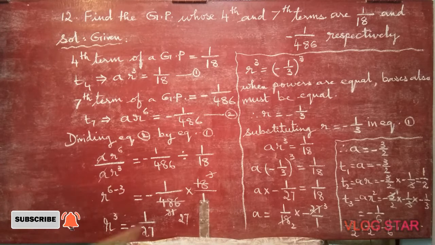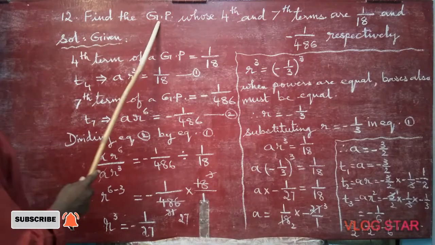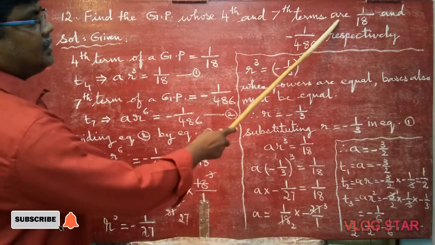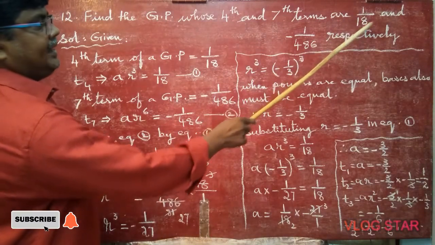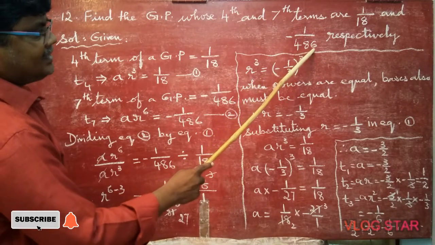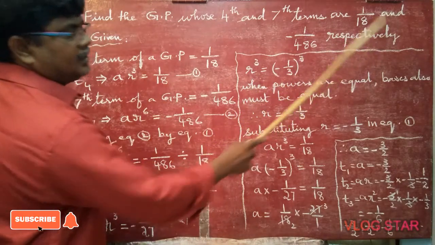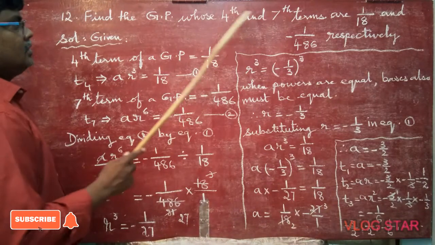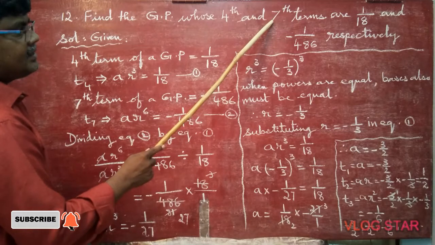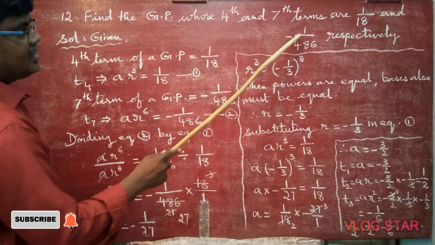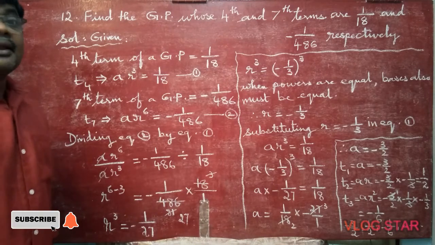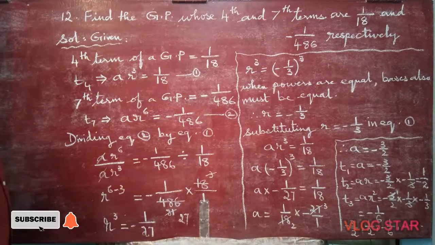12th problem. Find the GP whose 4th and 7th terms are 1 by 18 and minus 1 by 486 respectively. The meaning of respectively now: the 4th term value is 1 by 18 and the 7th term value is minus 1 by 486. That is the meaning of respectively, accordingly.